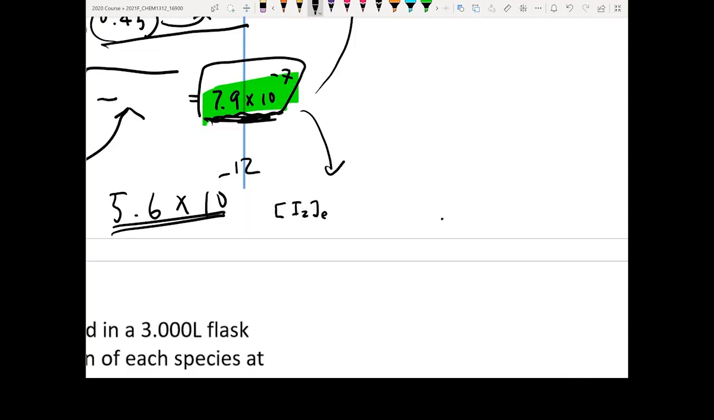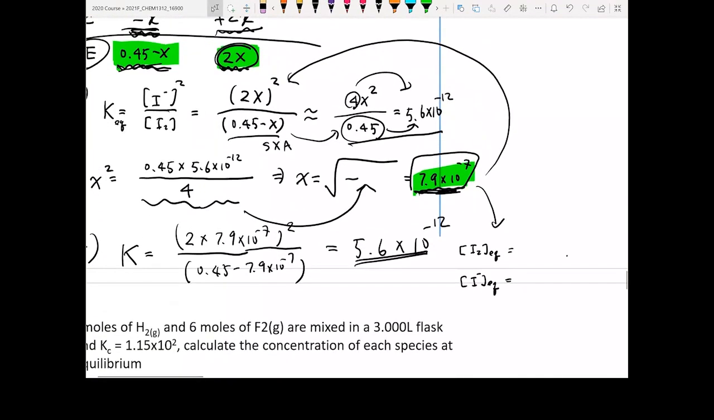I2 concentration at equilibrium and the I minus concentration at equilibrium. Okay, this can be calculated from here, right? That is your I2, that is your I minus. So this will be 0.45 minus 7.9 times 10 to the negative 7. The other one is 2 times 7.9 times 10 to the negative 7.